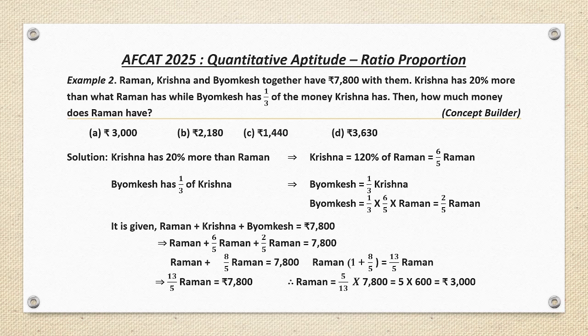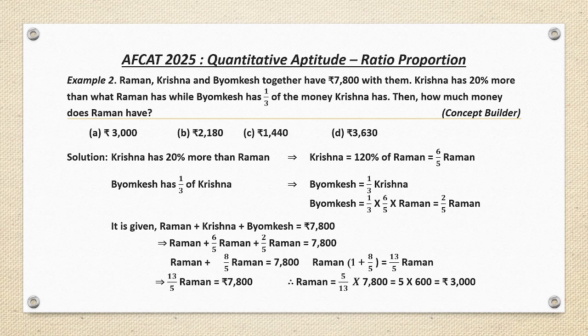Krishna has 20% more than Raman. That means Krishna, apart from having what Raman is having, has got 20% more than that. So Krishna has 120% of what Raman has. Now 120% in fractions is 6 by 5. Then Vyomkesh has one third of Krishna. That is, Vyomkesh is equal to 1 by 3 into Krishna.